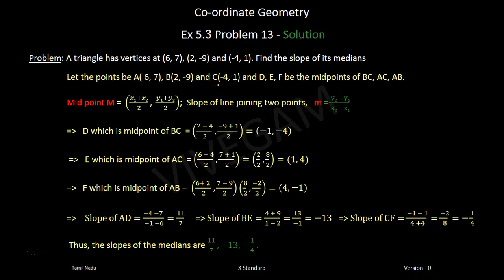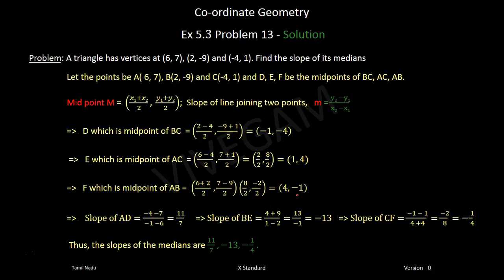Okay. So what will happen? That is A, (6 minus 4) divided by 2, and (7 plus 1) divided by 2 will be the midpoint E. So this is 2 by 2 and this is 8 by 2. So the coordinates will be (1, 4). And F is the midpoint of AB, A and B, right? So (6 plus 2) divided by 2, then (7 minus 9) divided by 2 is the y coordinate. So that is 8 by 2 is 4, and this is minus 2 by 2, that's equal to minus 1.